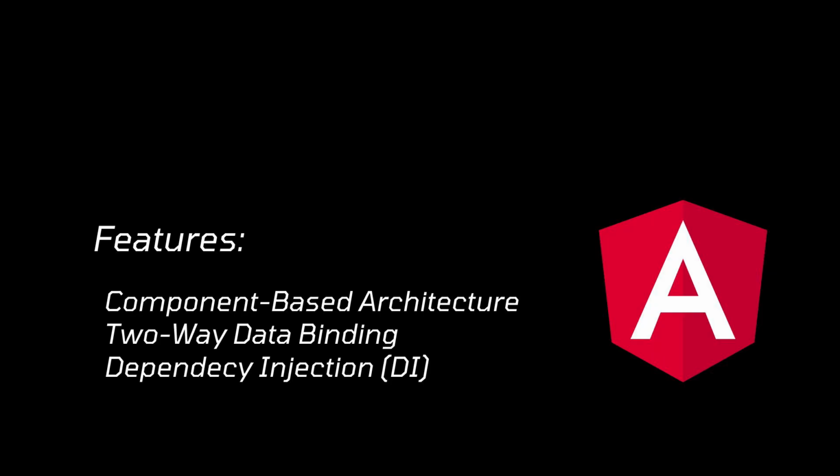Here are the top 3 features of Angular. Component-based architecture: Angular follows a component-based architecture where applications are built by composing reusable and self-contained components. Number 2 is two-way data binding. Angular provides two-way data binding, which allows automatic synchronization of data between the model and the view. Lastly, dependency injection. Angular's built-in dependency injection system is a powerful feature for managing the application's dependencies and promoting modular, testable code.